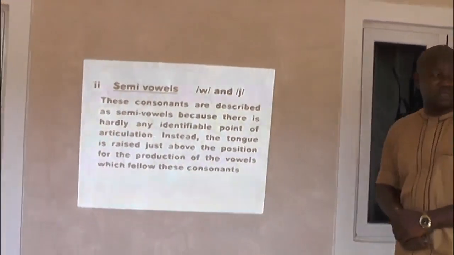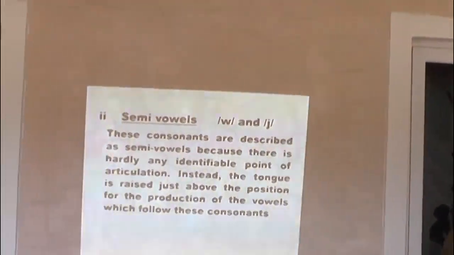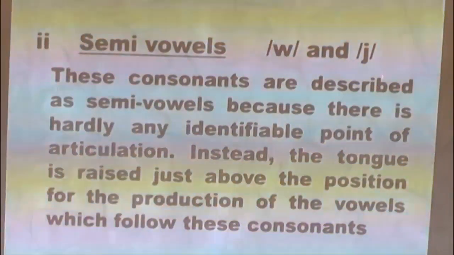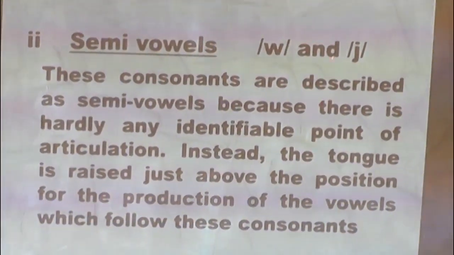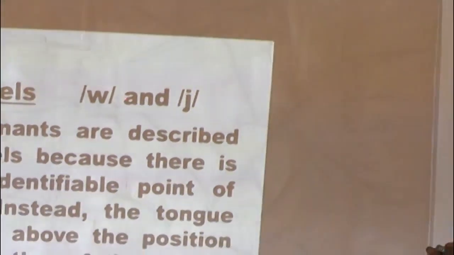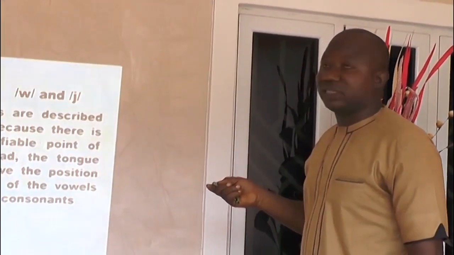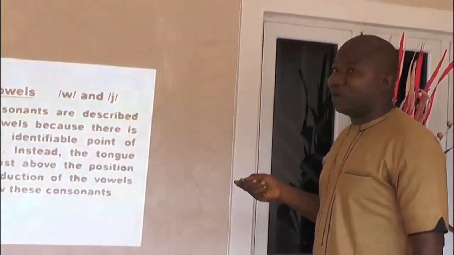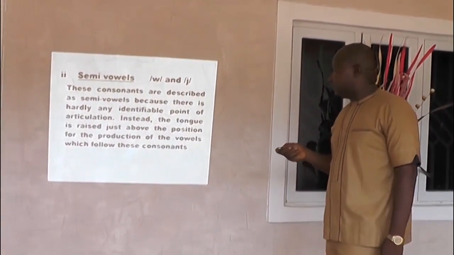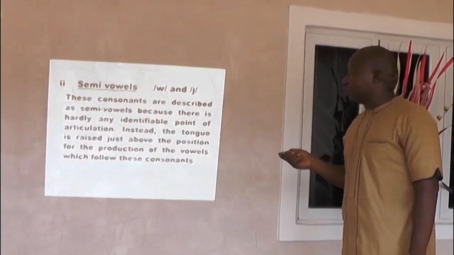Now there's another one called semi-vowels. These two sounds are called semi-vowel sounds because there is hardly any identifiable point of articulation. So what happens here is that as you are producing one using the feature of a consonant sound, it will extend to a vowel sound. That is why it is called semi-vowel.